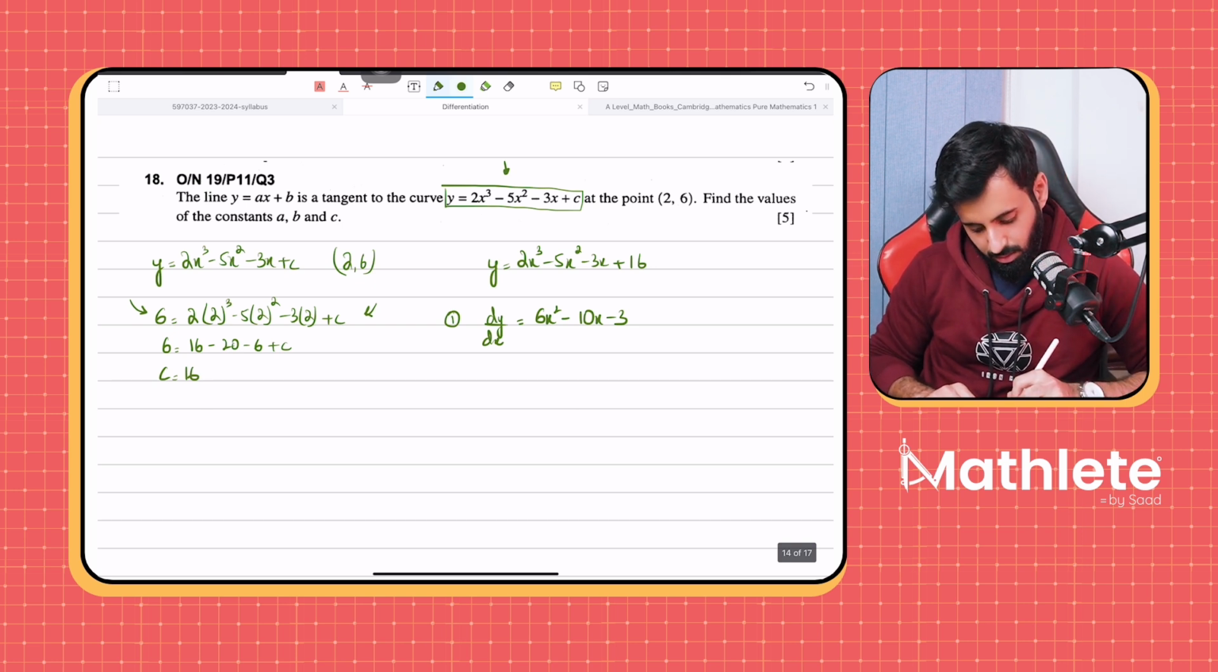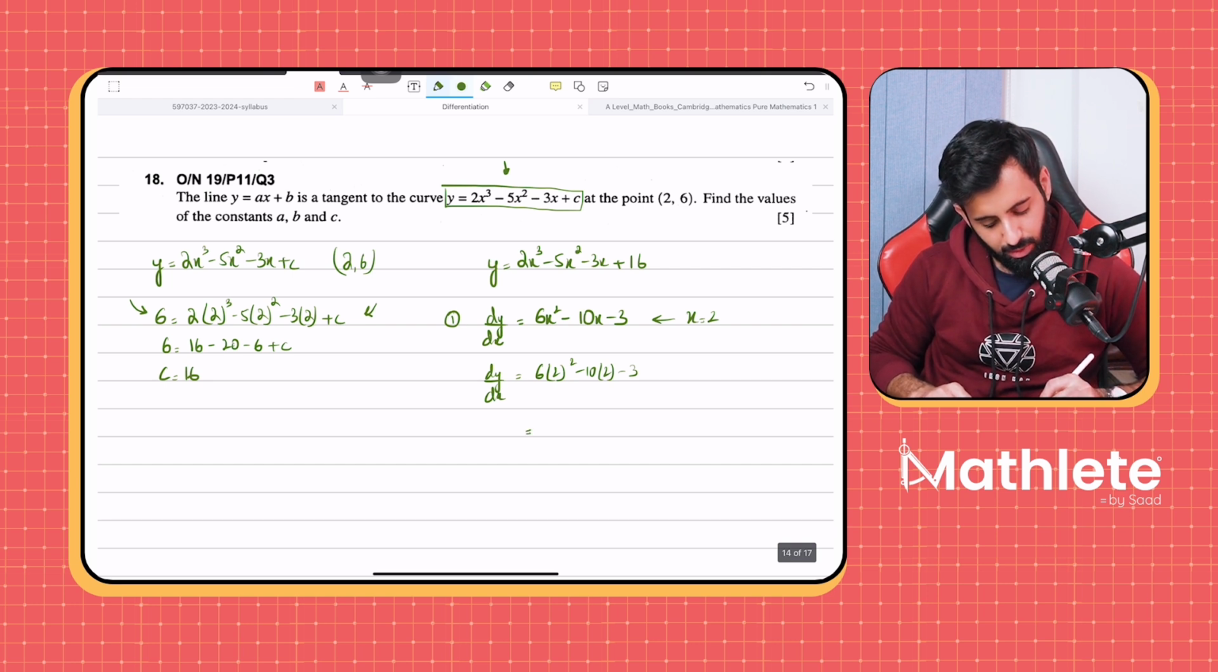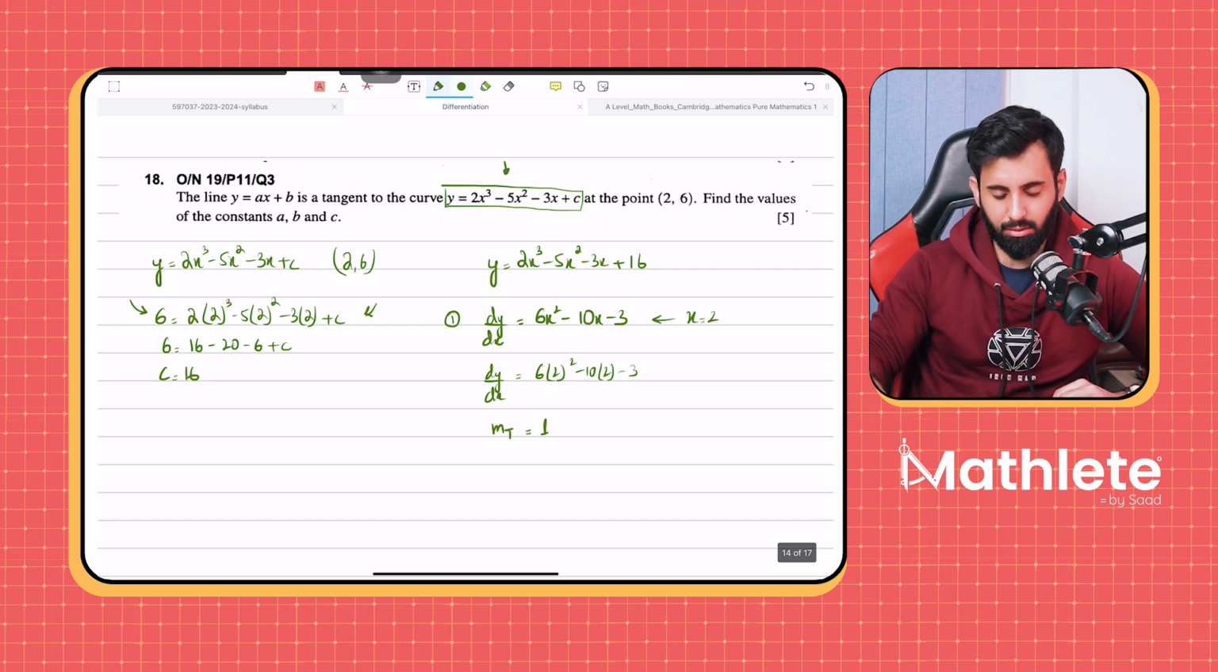X value. Okay, so I'm going to plug in x equals 2 over here. So dy by dx equals 6 into 2 squared minus 10 into 2 minus 3. So 2 squared is 4, 4 times 6 is 24, 24 minus 23, that's 1. So dy by dx, or the gradient of tangent, is 1. Now, should I take the negative reciprocal of 1?